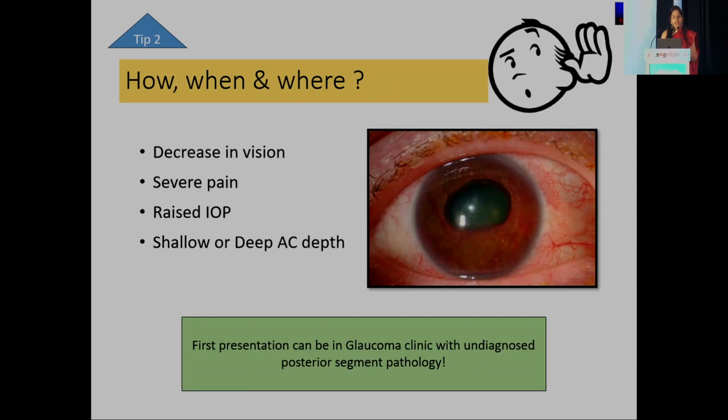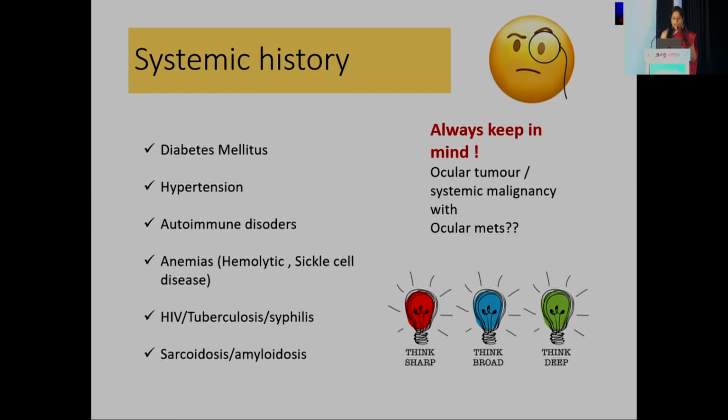Next, you have to listen to how they present. So ask, what is the first presenting symptom? Was it decreased vision? Was it pain? Was it raised IOP, which is a sign that you're going to elicit? Look at the anterior chamber depth. Look for any shallow or deeper anterior chamber, because a lot of this will give you information as to what is the type of glaucoma that you're dealing with and how you're going to treat it. Sometimes the patients may present to your clinic as the first presentation before you diagnose a posterior segment pathology. And then speak. Ask a lot of history.